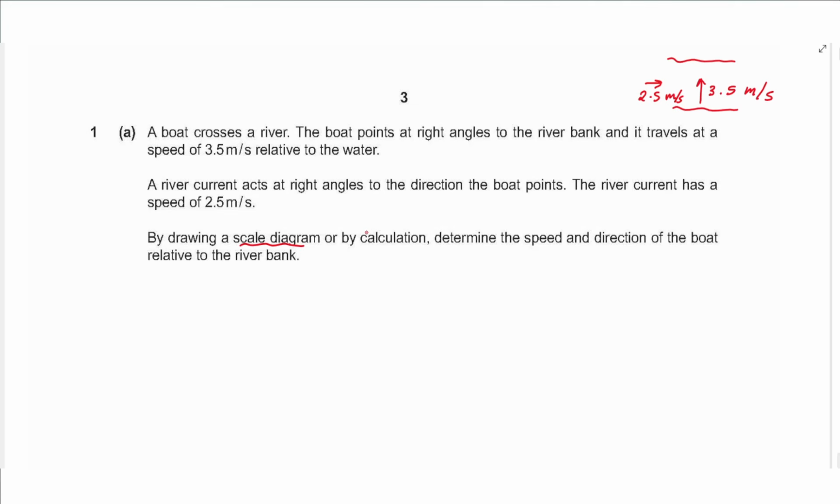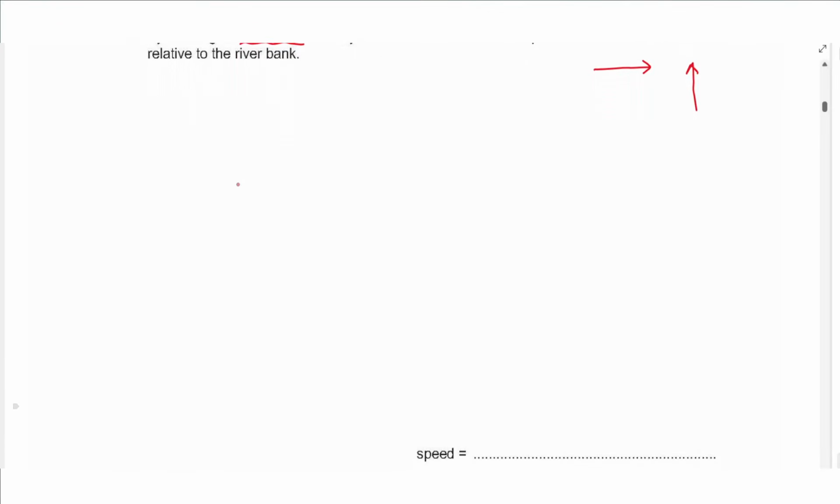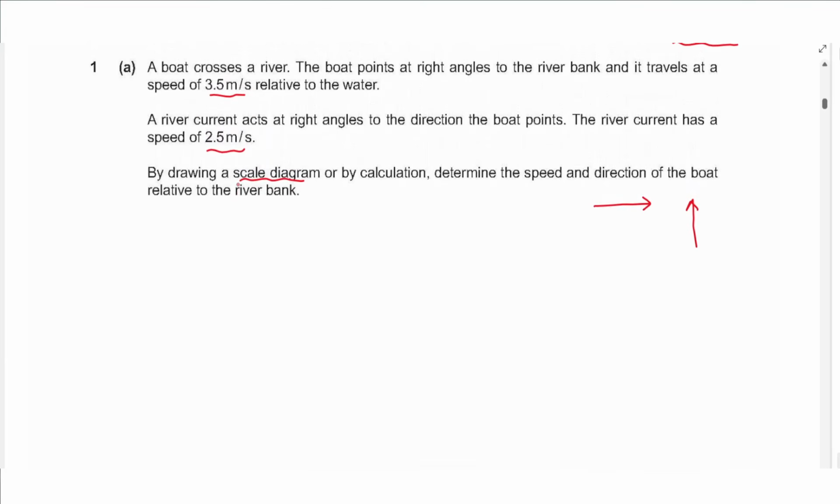Usually the head-to-tail method is much faster, but first we need to give a scale and know how the diagram will go. So we have, for example, an arrow to the right, which represents the direction of the velocity of the river or the current of the water, and we have an arrow to the north or upward vector. But these values 2.5 and 3.5 are too small to draw and get an accurate value while measuring using a ruler. So we will just magnify the values.